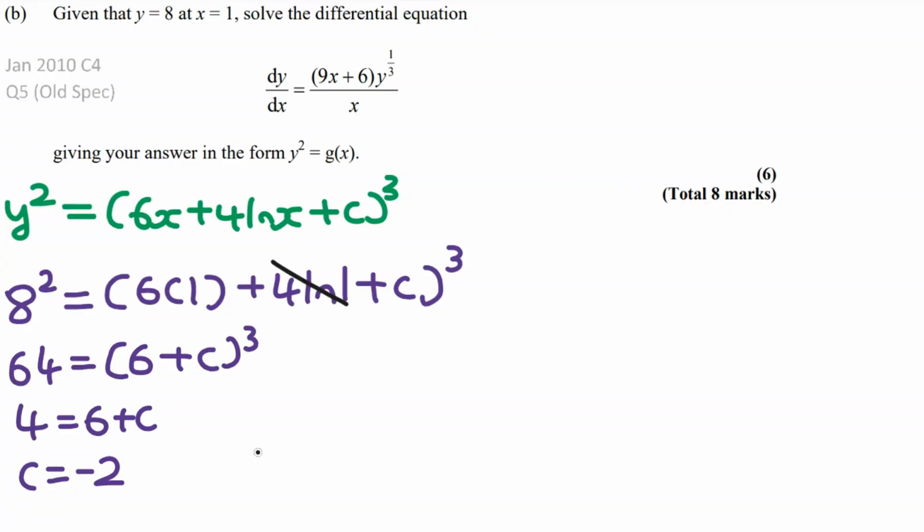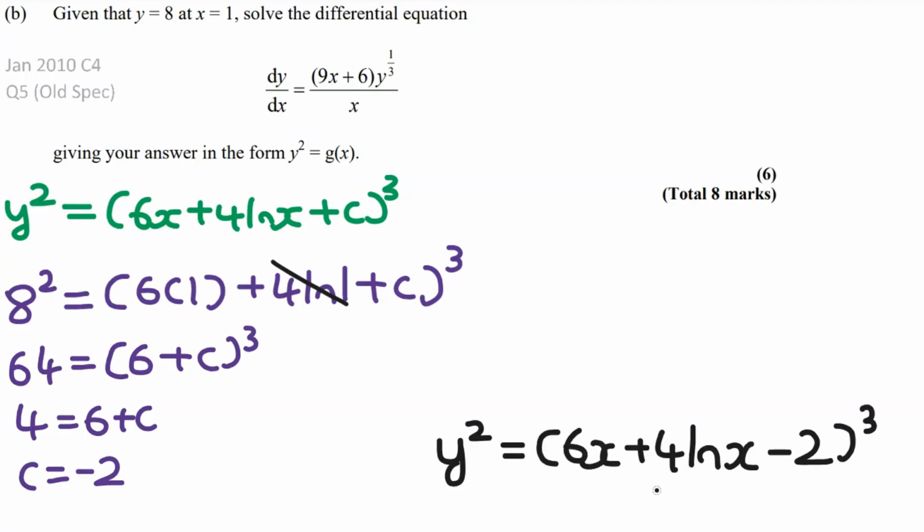So therefore the particular solution to this differential equation is y squared is equal to 6x plus 4 natural log of x minus 2, all to the power of 3.